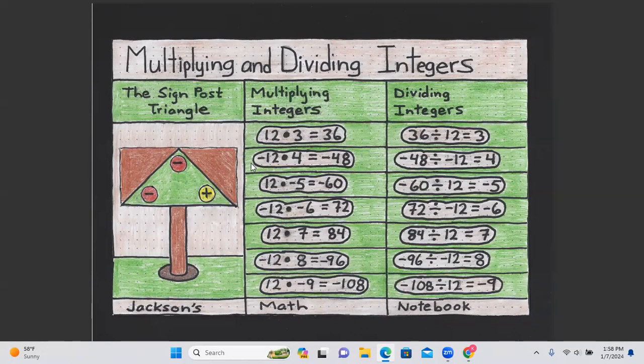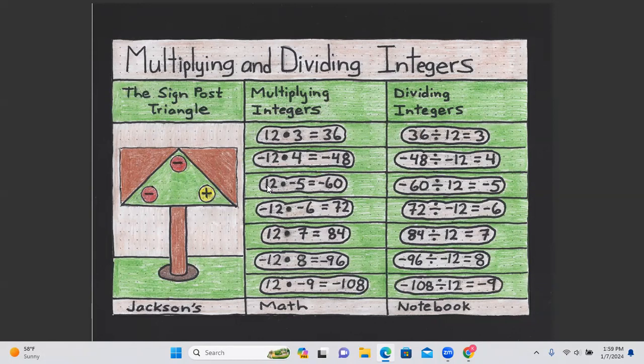But let's take a look in the case of a negative 12 times a positive 4. Why would it give us a negative 48? Well, we can get help in this case by going to our signpost triangle. And for negative 12, we'll just cover up a negative. And for positive 4, we just cover up a positive. And what remains is a negative, and that's why our answer comes up to negative 48.